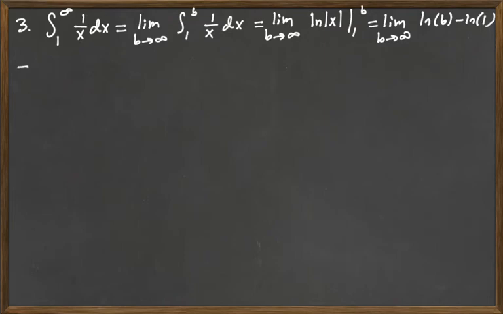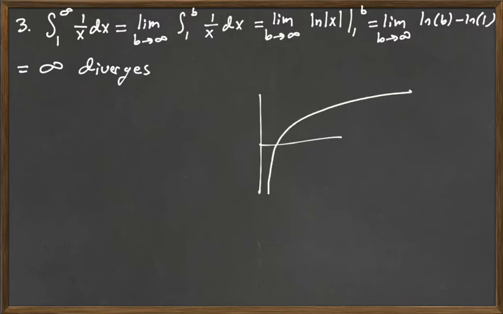Now as b goes to infinity, the natural log of b is going to go to infinity as well. Natural log of 1 is 0, so this limit is infinity. And this can be interpreted as the area under the curve of 1 over x, and so this area here is going to be infinite. And we'd say that integral diverges.